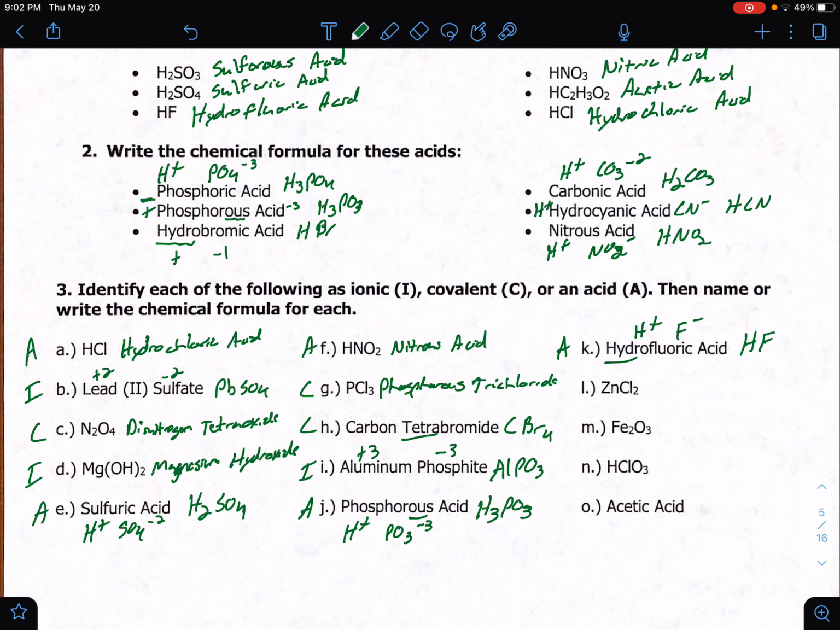Okay, ZnCl2. Remember, zinc is always at a charge of +2, so it does not need a Roman numeral because it is not a transition metal. So this would just be zinc chloride.